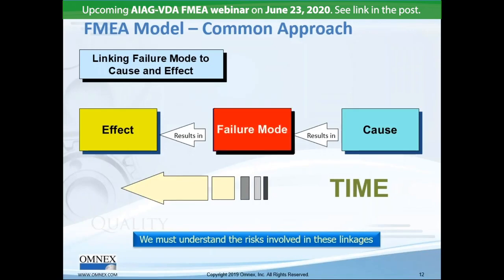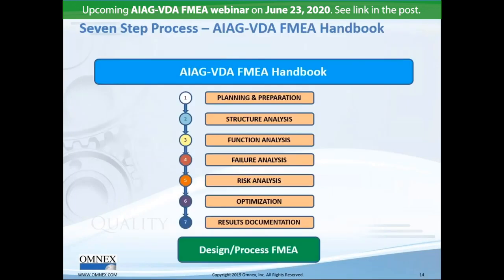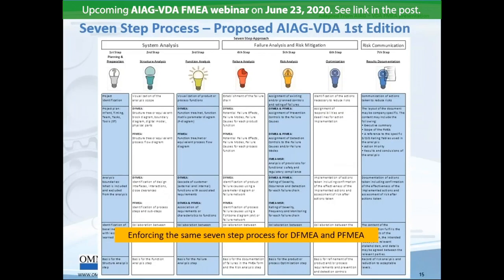Okay? All right. Here are the 7 steps of the AIAG VDA FMEA from the AIAG VDA FMEA Handbook, right from planning all the way to the results. And what can we say? Well, it's the same process for both the DFMEA and the PFMEA. Here on the very top, you see the 7 steps.